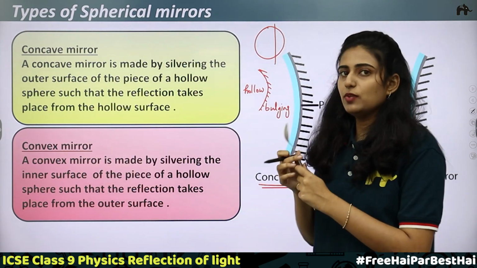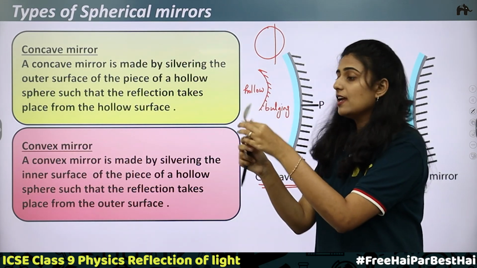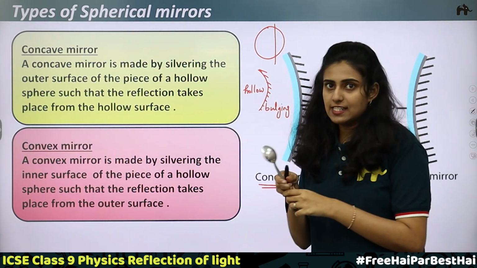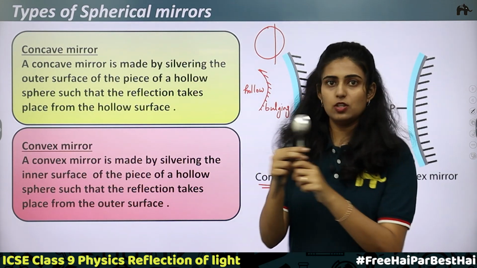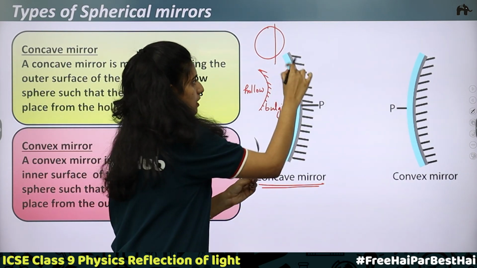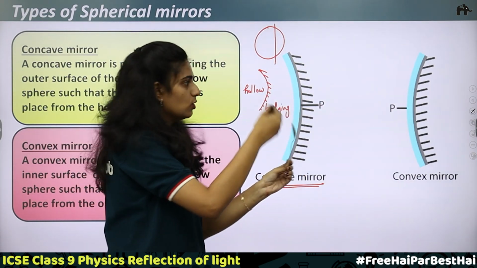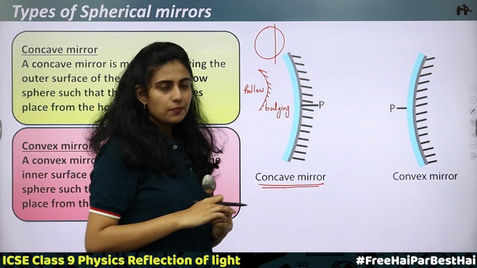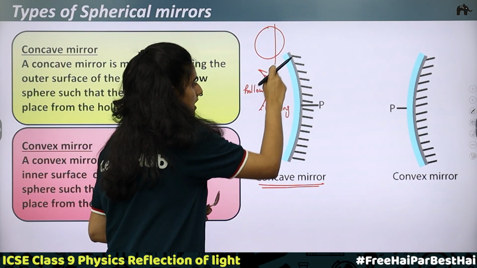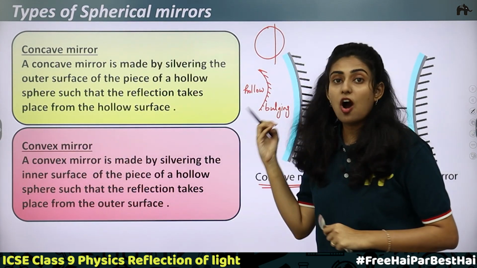So in which case do we get a concave mirror, holding it this way or this way? When you hold the spoon with the front side facing you or the back side facing you? Front side, right? So when the front side is facing you, you can see the bulging part is to the back side and the front side you have the hollow part. So here the reflection will happen when light rays strike this hollow part. Okay, understood. So this is a concave mirror.